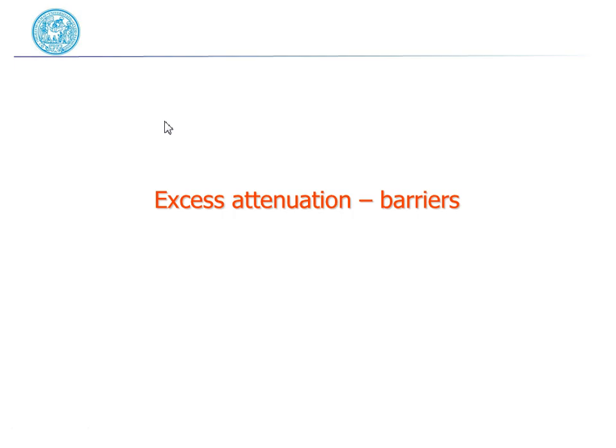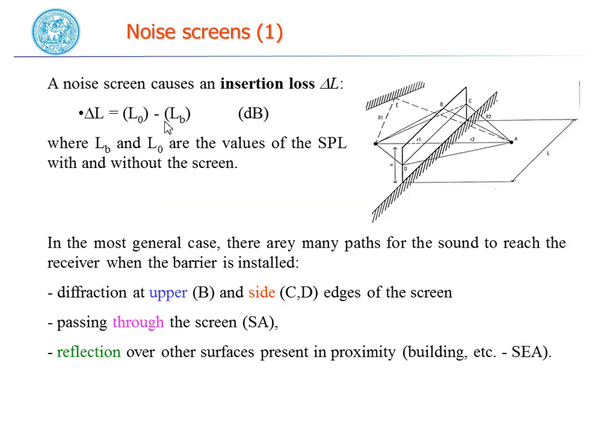And now we are about to talk about noise screens. This drawing is showing you a source, this point, and a receiver, and a rectangular screen between the source and the receiver. The sound coming from the source still arrives at the receiver through diffraction over three edges of the screen: the upper edge, the left edge, and the right edge.